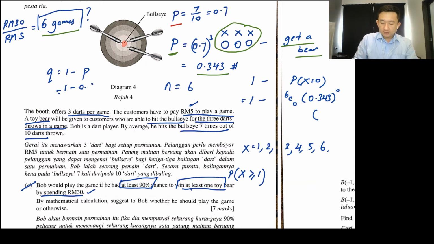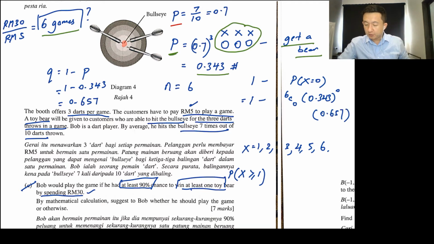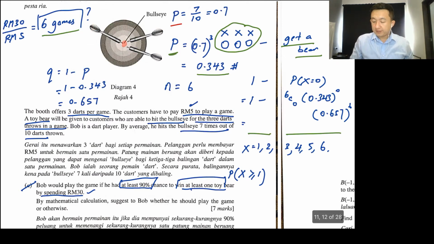So you have 1 minus 0.343, you should have 0.657. Am I right? Better I check. Yes, 0.657. So 0.657 power 6. And the answer that we have will be the probability of Pop getting at least 1 toy bear. We see whether it's more than 90 or less than 90, then we can decide for him. 1 minus 0.657 power 6, so we should have 4 significant figures.